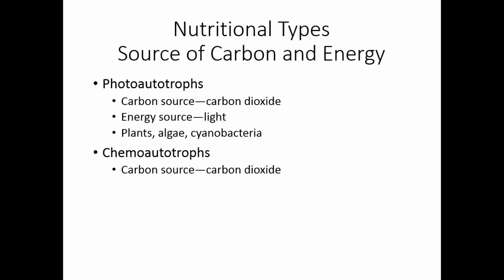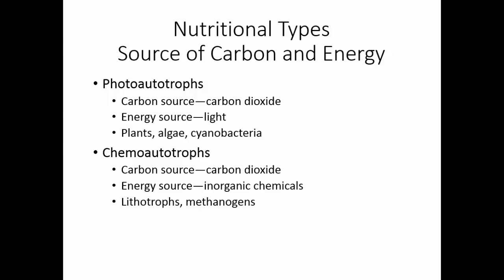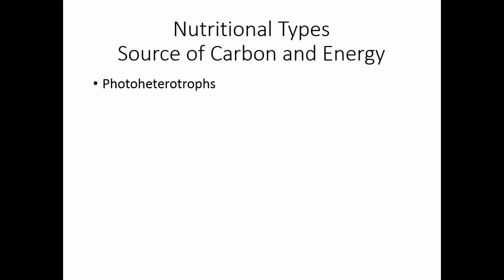Chemoautotrophs use carbon dioxide as their carbon source, but they get their energy from inorganic chemicals. These are things like lithotrophs and methanogens. Lithotrophs actually break down rocks. Methanogens make methane gas. The hydrogen, sulfur, and nitrifying bacteria fall into this category, as do some of the archaea. Again, anything that makes its own food is not going to be pathogenic.